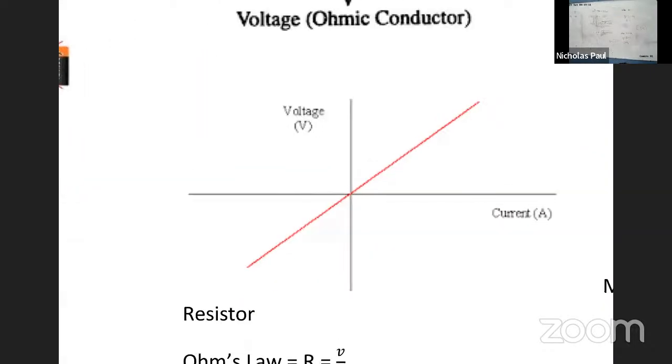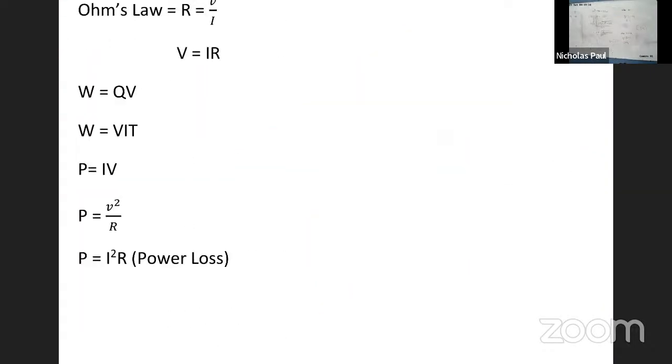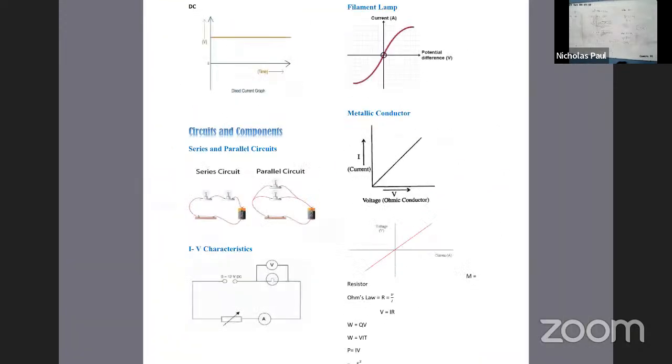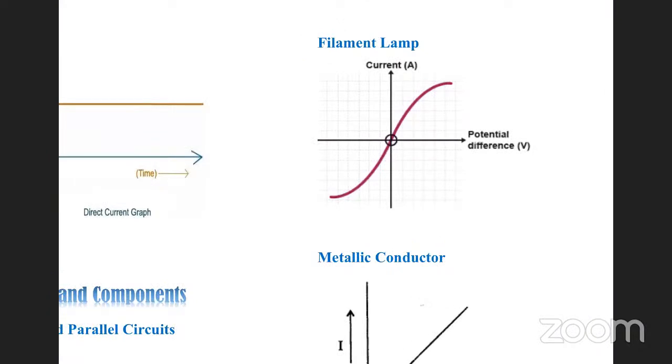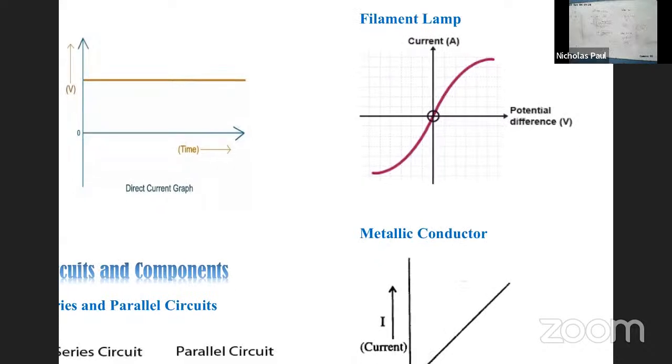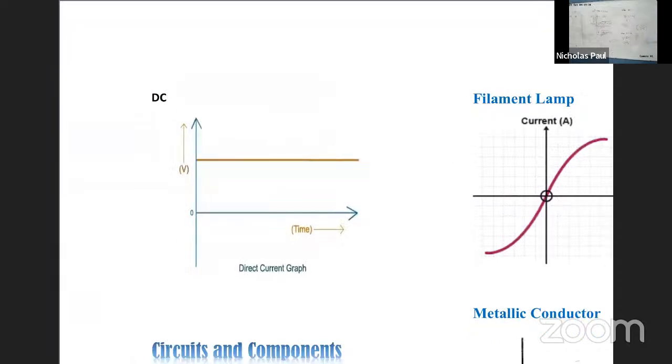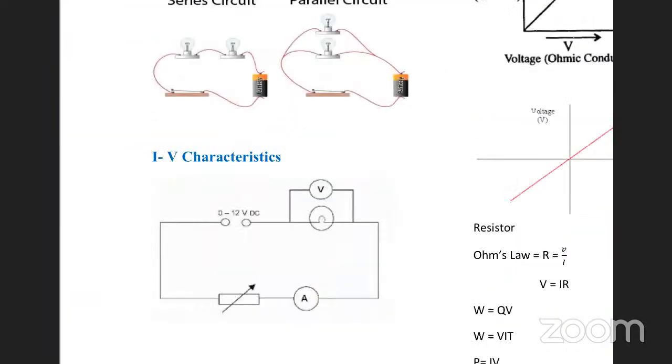You can draw the graph for a resistor. I don't have the graph for the filament lamp. Look at it. So that's the lamp. That's the circuit used to obtain the current versus voltage graph, the IV graphs. So if a question asks you to draw the circuit to obtain the IV characteristics, this is the circuit you have to learn.